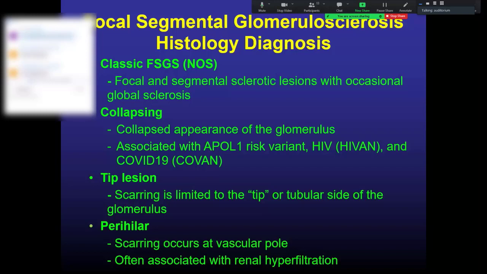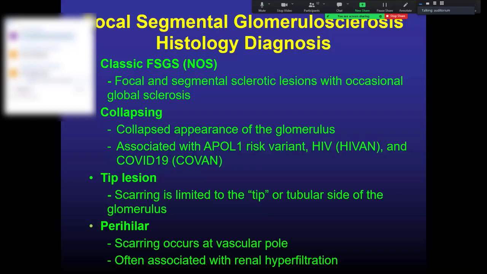There's been a really interesting paper where it was a case series of patients with COVID-19 that had sudden onset nephrotic syndrome and acute kidney injury, and they're now calling it COVAN. I think that's fun, but not for the patient. But it's the risk of developing COVAN and HIVAN is higher if you have this APOL1 risk variant. Again, and I could do a whole lecture on APOL1, but essentially it increases the risk of podocyte injury and is more common in the African American population.